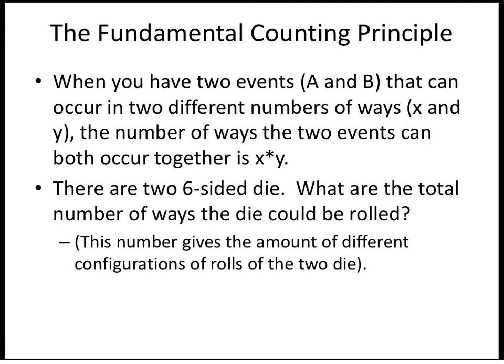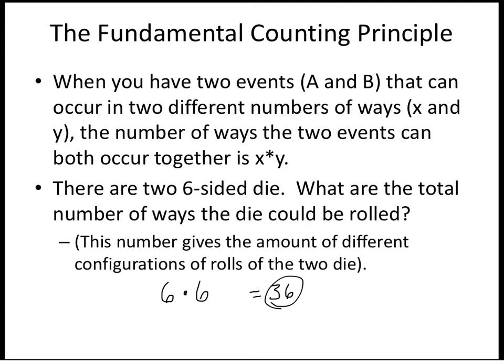So say we have two six-sided dice, okay? So dice 1 is event A, and dice 2 is event B, right? We want to know the number of ways that the two dice could be rolled together, okay? So if I want to roll dice A, I've got 6 different ways that can happen, and if I want to roll dice B, I've got 6 different ways that can happen, right? So total, I've got 36 different ways that I could have the dice roll.